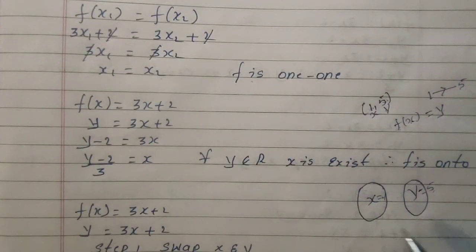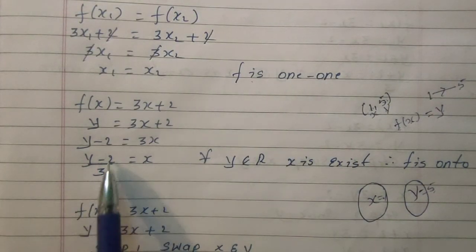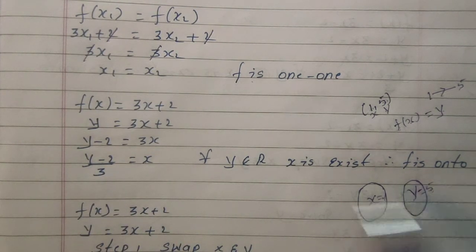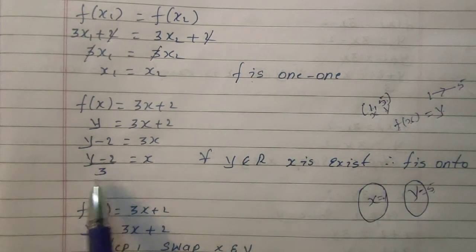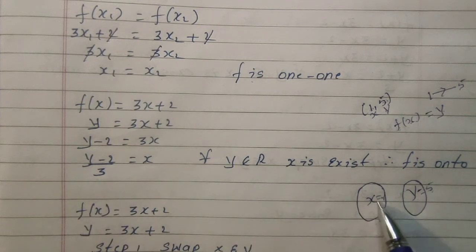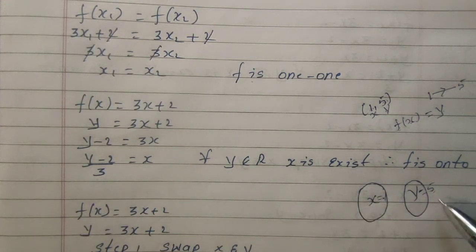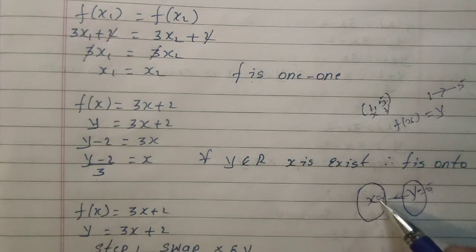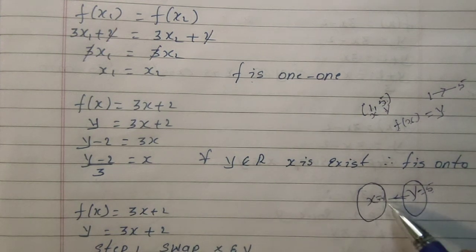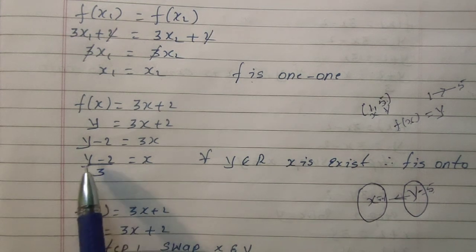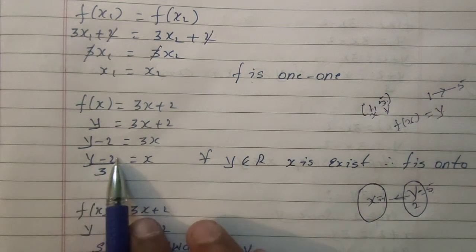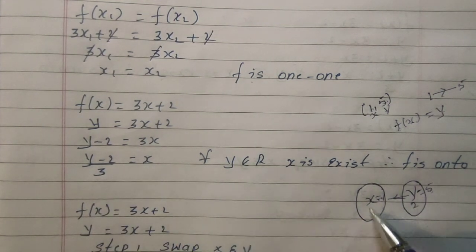See, (y minus 2) by 3 equals x. In the y place, if I take 5, 5 minus 2 is 3, 3 by 3 is nothing but 1, x equals 1. Means I am getting one image, pre-image. When y equals 5, my pre-image is 1. Similarly, my y value is 2. 2 minus 2 is 0, 0 by 3 is 0.